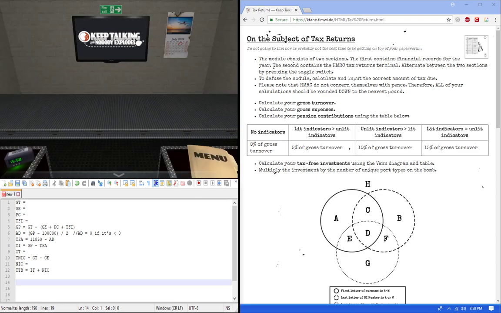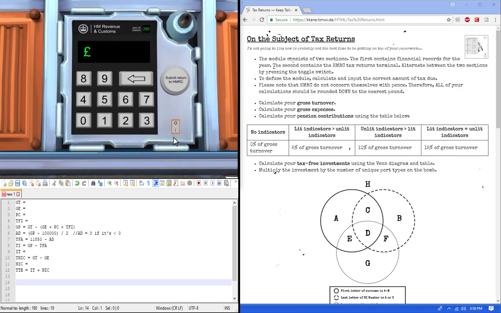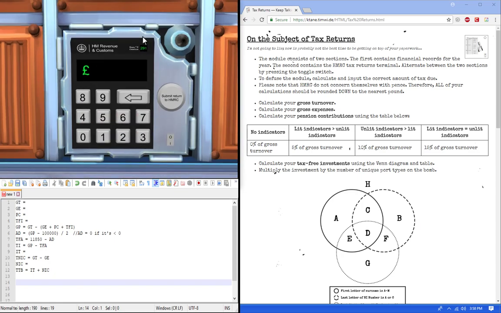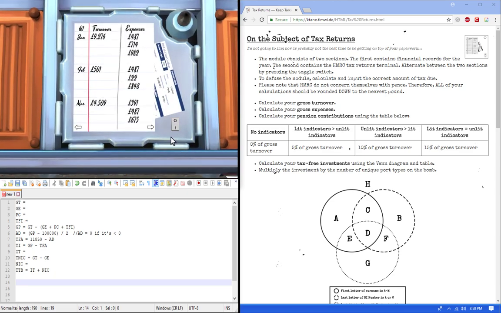So, this is tax returns. If you go right and left, you'll see each quarter and what each month is your turnovers and all your expenses for each quarter. And if you toggle this, you'll reach a submit button as well as a days till the deadline, which is a counter. So to first start off, we're going to calculate our gross turnover.